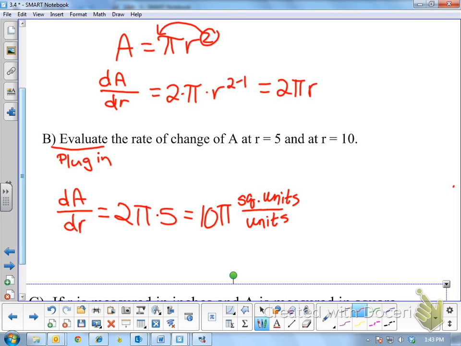So then we could do the same thing if we're trying to find r equals 10. You can plug in 10, so 2 times pi times 10 is 20 pi. And it'd be the same units because you're still using the same formula. But now at 10, your area is changing more quickly. 20 pi is a lot bigger than 10 pi. The rate your area is changing is quicker because you have a larger radius. The larger your radius gets, the faster your area changes.